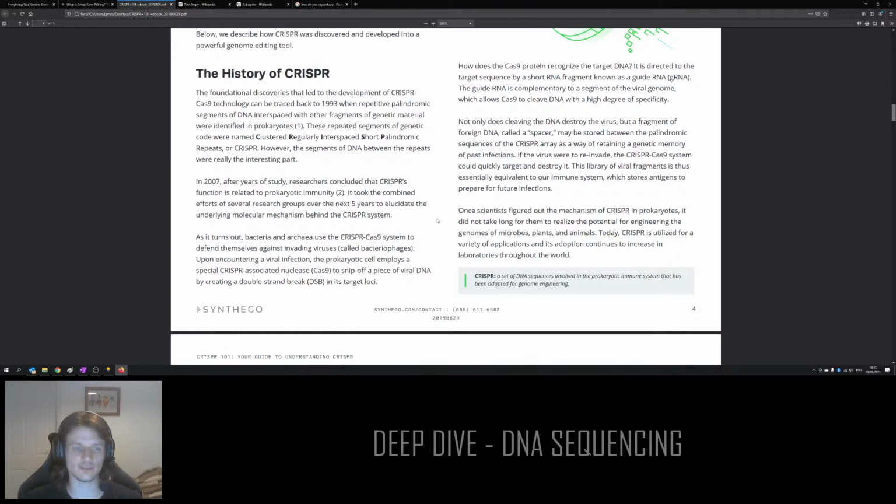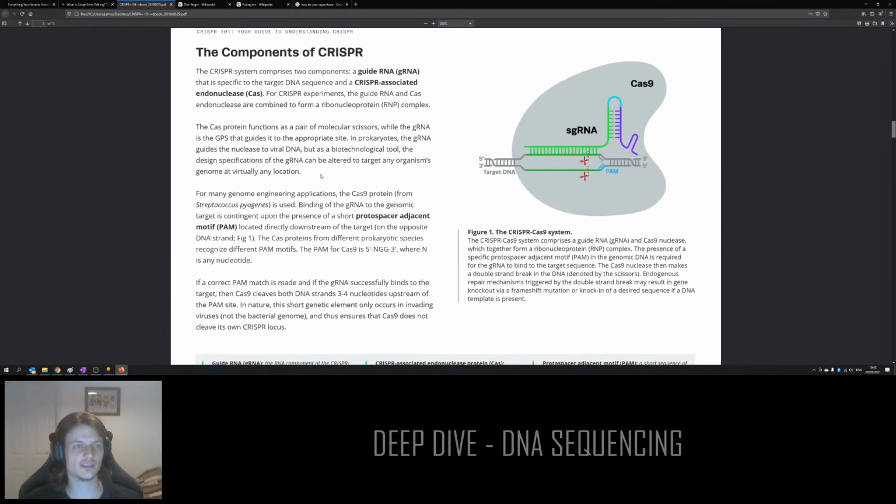So 2007, what was it again? Yes. After years of study, researchers concluded that CRISPR's function is related to prokaryotic immunity. So they started to understand it then. Can we trace back to 1993? Okay. Cool.